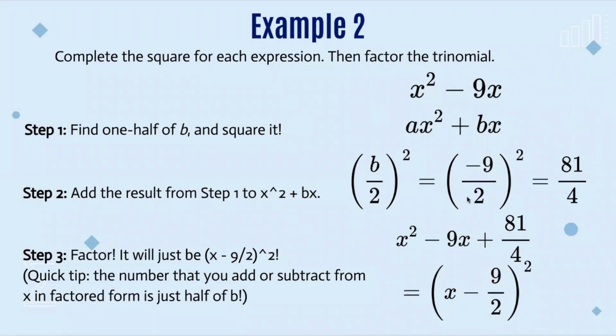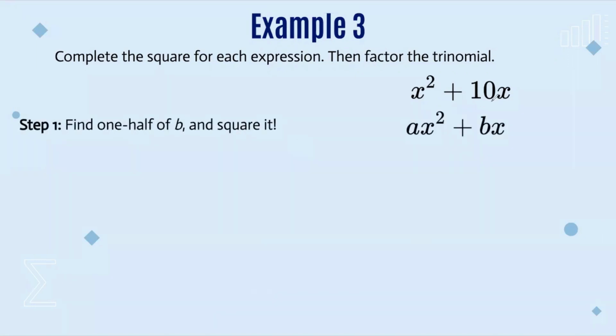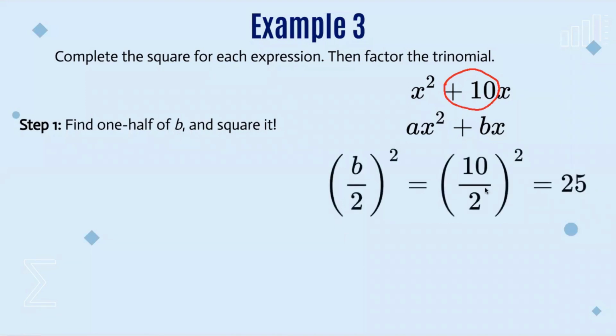And there is your final answer. For example 3, we're going to do another similar problem. We have x squared plus 10x. First thing I want to do is find 1/2 of b and square it. Our b value in this case would be positive 10. So I would substitute b for 10. That would give you 10 over 2 squared. 10 over 2 is just 5. And 5 squared would equal 25.